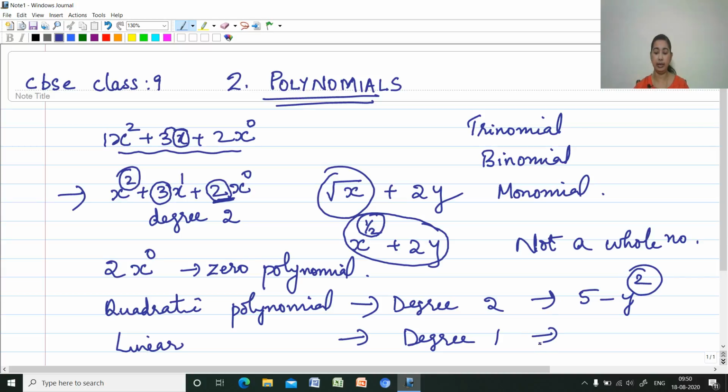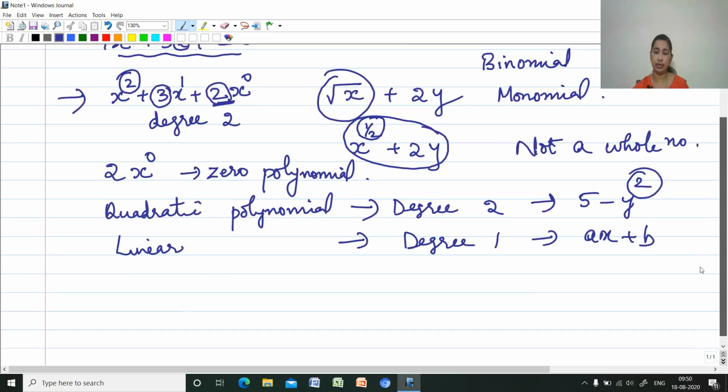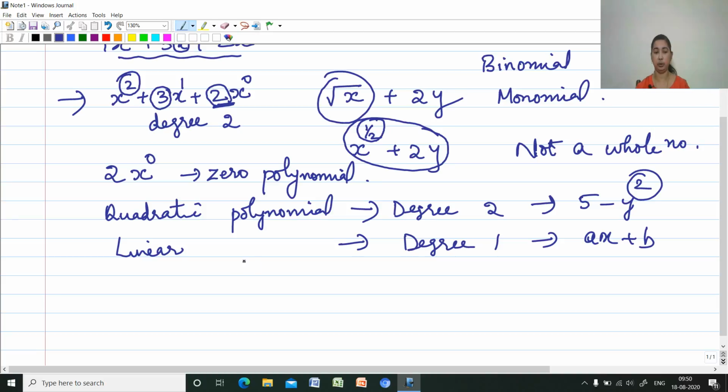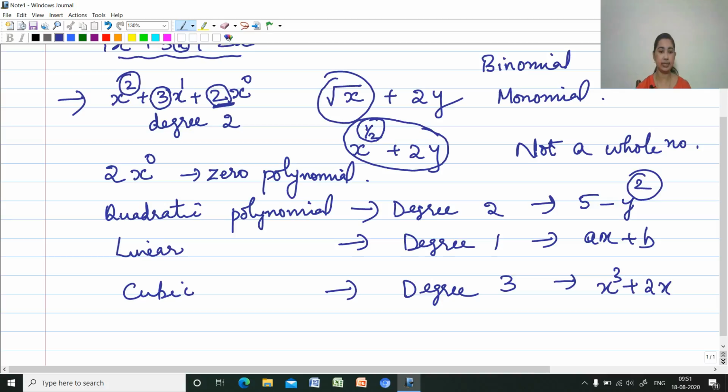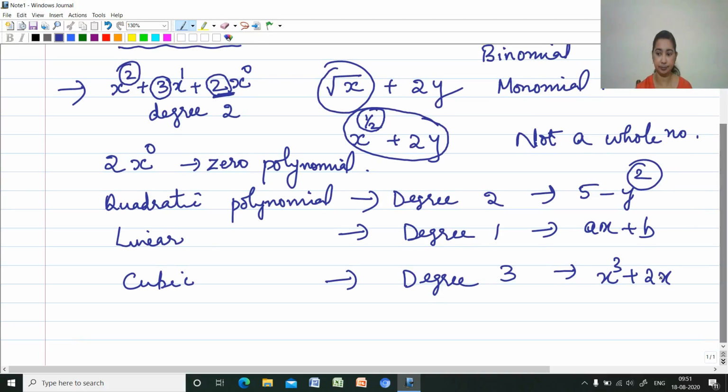For degree 1, let it be ax plus b. There we are having degree as 1, or 2x plus 3. So degree 1 means it is a linear polynomial. What about cubic polynomial? Cubic polynomial means its degree will be 3. So that is x cube plus 2x. So these are the general things that you should know for a polynomial. Now we'll discuss some of the problems related to that.